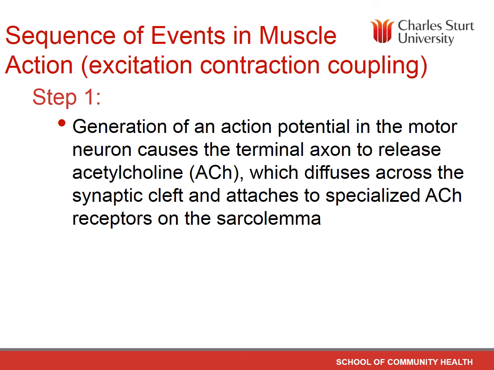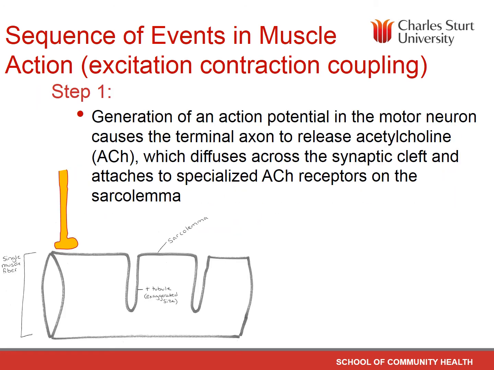Okay, so for the first step, we see generation of an action potential in the motor neuron. This causes the terminal axon to release acetylcholine. So remember that every skeletal muscle fiber must be innervated by a motor neuron, by an axon terminal of a motor neuron. So the action potential will travel down there, release acetylcholine at the neuromuscular junction, and this will bind to specialized acetylcholine receptors on the sarcolemma.